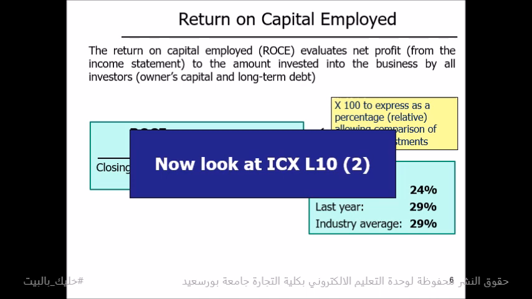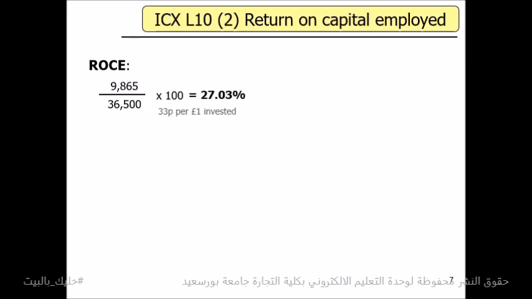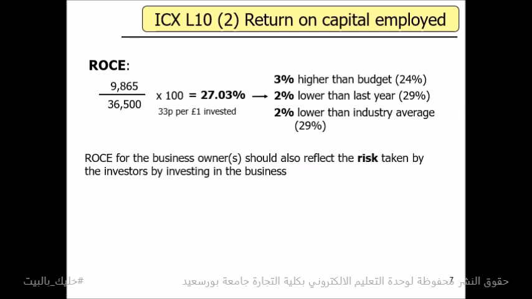Similar to the profitability, he gave you the same statement of financial position and the income statement of the previous exercise. He required you to calculate the return on capital employed ratio and to comment on your results. As we said before, the return on capital employed is equal to net profit divided by closing capital plus long-term debt, multiplied by 100. We achieved 27%, which is higher than the budget by 3%, lower than the last year by 2%, and lower than the industry by 2%.